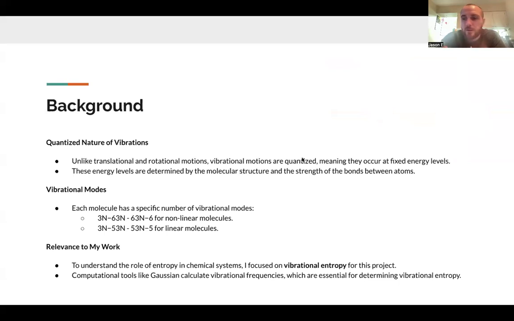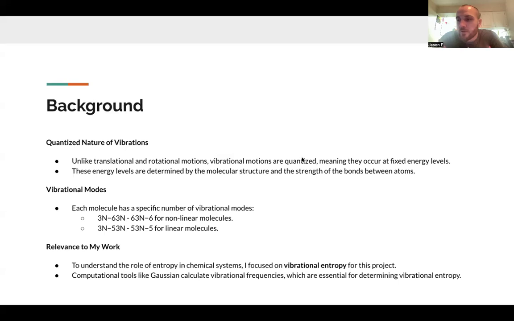So, a little bit of background. Vibrational motions are unique because they're quantized, which means that they occur at specific fixed energy levels. These energy levels depend on the molecule's structure and the strength of the bonds between its atoms, which determines how the atoms vibrate relative to each other.